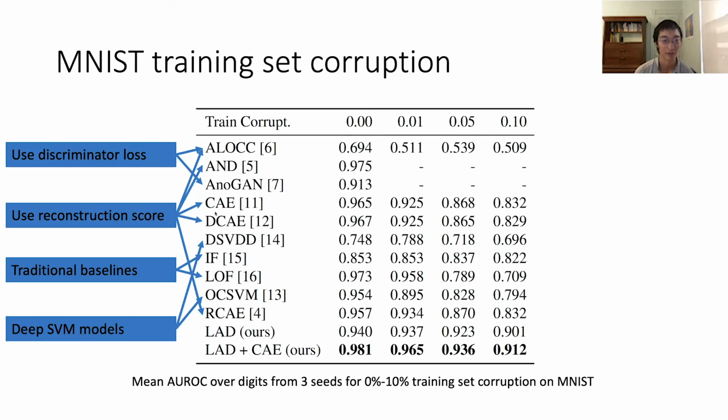For instance, the convolutional autoencoder or the denoising convolutional autoencoder do very well with zero training set corruption. In fact, they outperform our model. And this last line is our model plus a convolutional autoencoder, so an ensemble between the two, just to test whether the benefits can be combined. But you can see the convolutional autoencoder's performance decreases pretty sharply as we add training set corruption. So at 10%, it performs quite poorly relative to others.